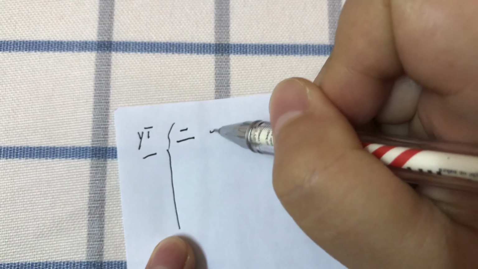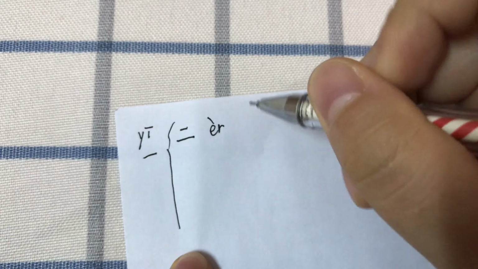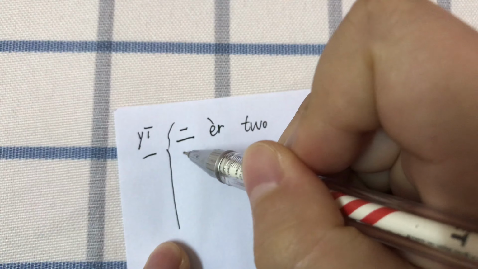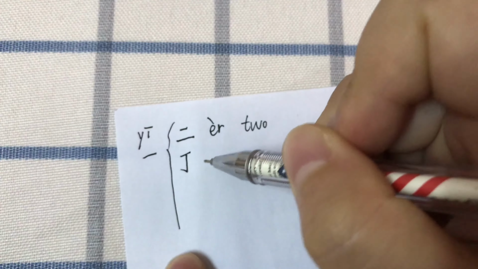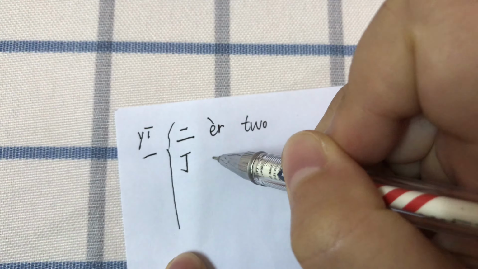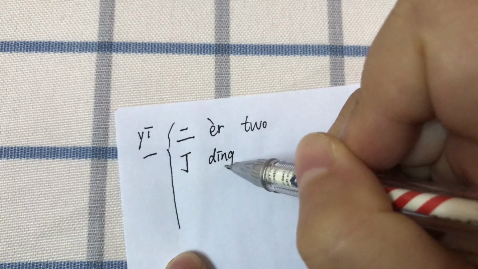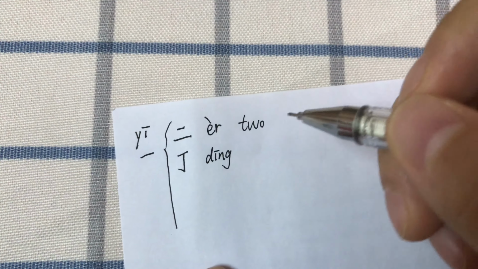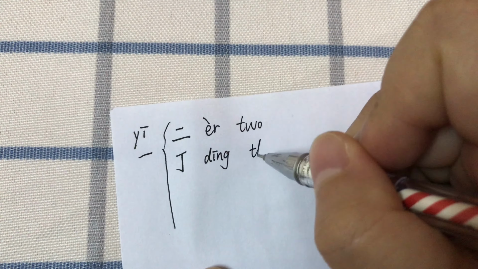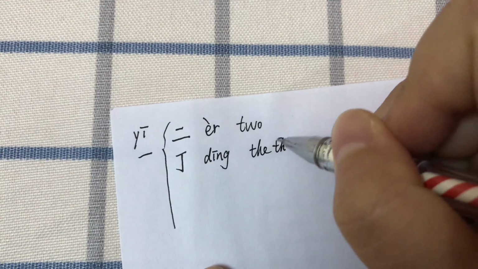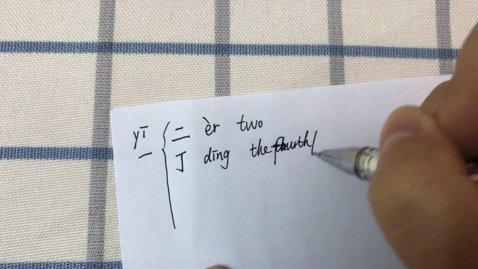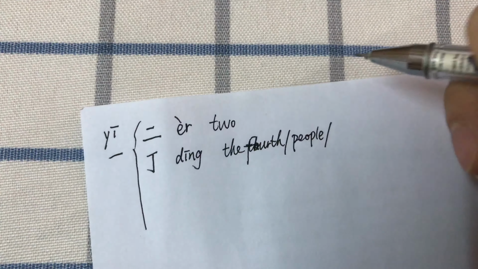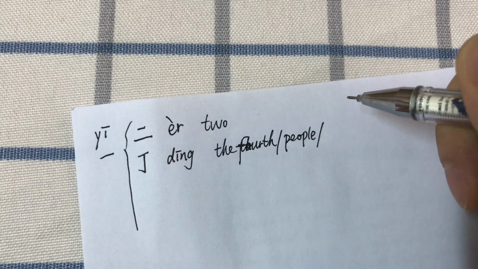This is 二, means 2 in English. If we add 1 stroke, this is 丁. In English, 丁 means the force. Or people. And also, this is a Chinese feminine name.